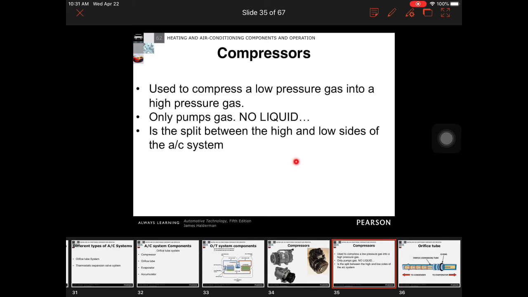Now I want you to read this next part really clearly. Make sure you understand it. It only pumps gas, no liquid at all, ever, none. And the last thing is, it is going to be the split between the high side and the low side of the AC system. Now there's got to be two different points where we're going to separate the high and the low side of the system, and this is one of them.